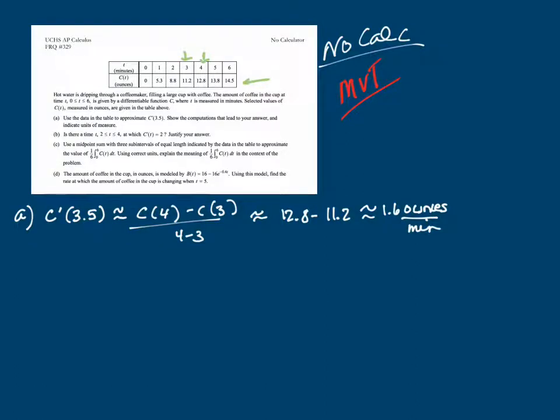All right, so how do you get your points for this? This is worth 2 points. You get 1 point for the approximation, 1.6, and 1 point for the unit. So they gave you a point for the correct units there. Well, let's go on to B.